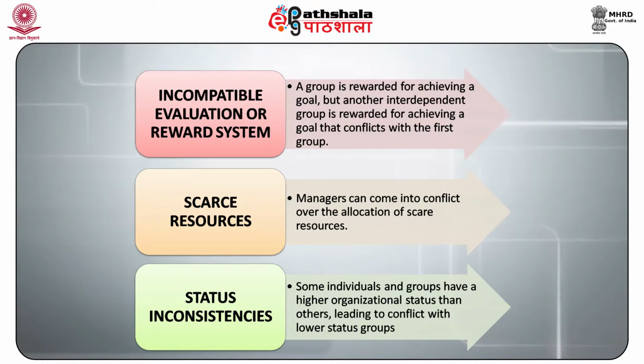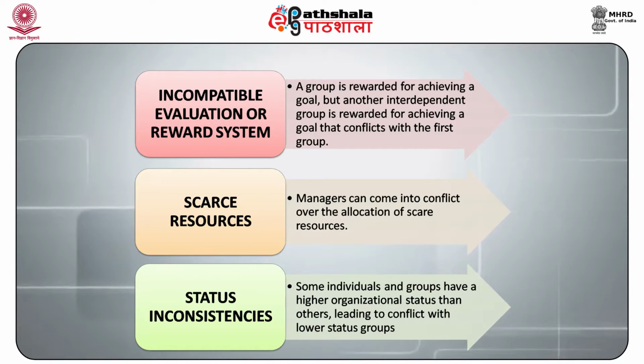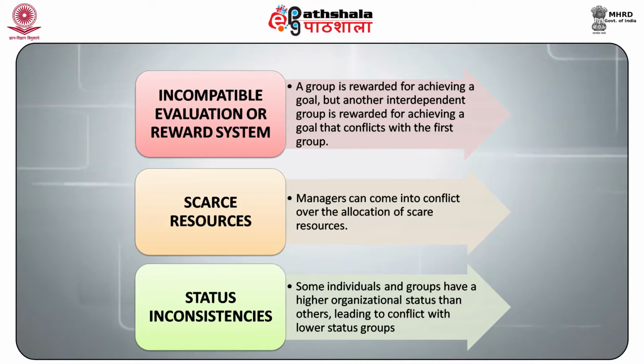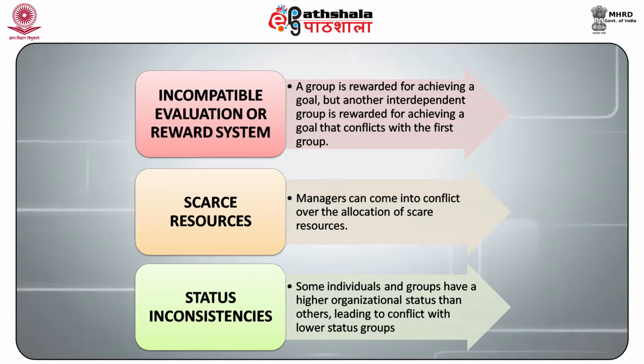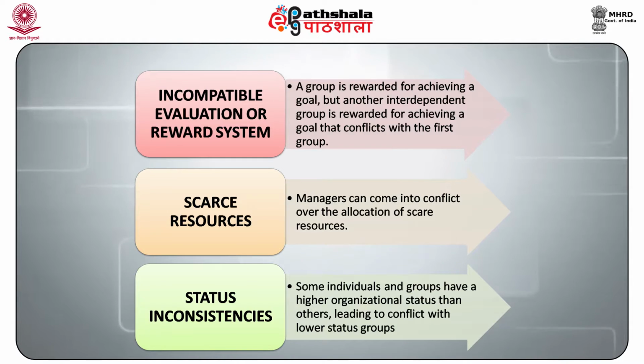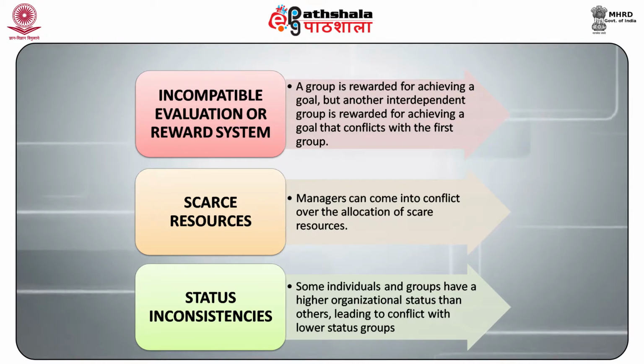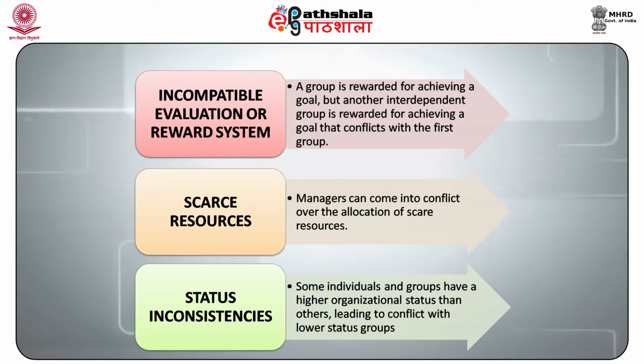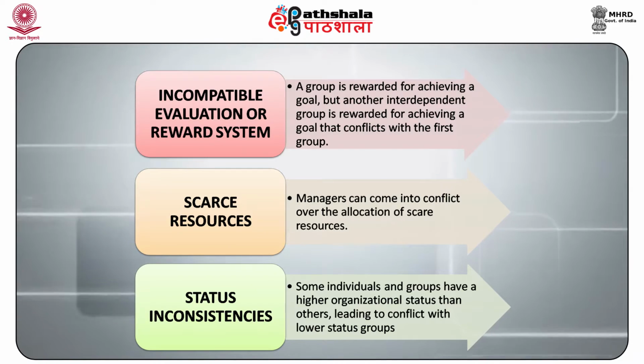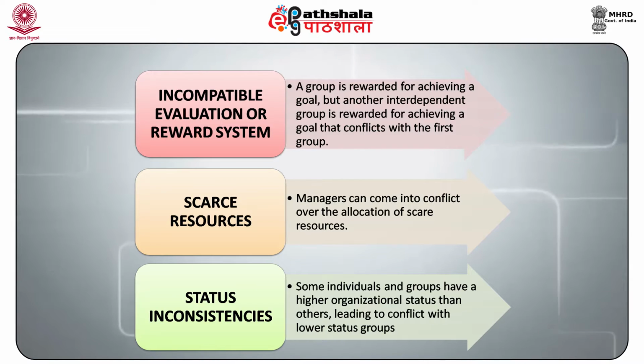Incompatible evaluation or reward system. A group is rewarded for achieving a goal, but another interdependent group is rewarded for achieving a goal that conflicts with the first group. Scarce resources. Managers can come into conflict over the allocation of scarce resources. Example, if one team is provided less resource in comparison to another team to perform the same function, it can lead to conflict.